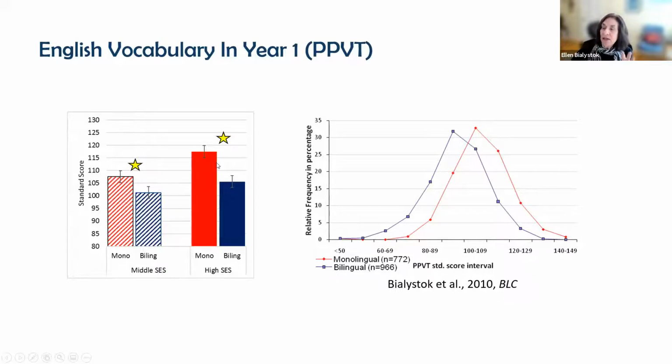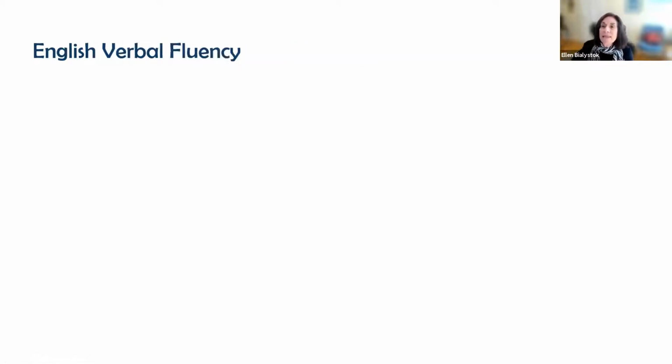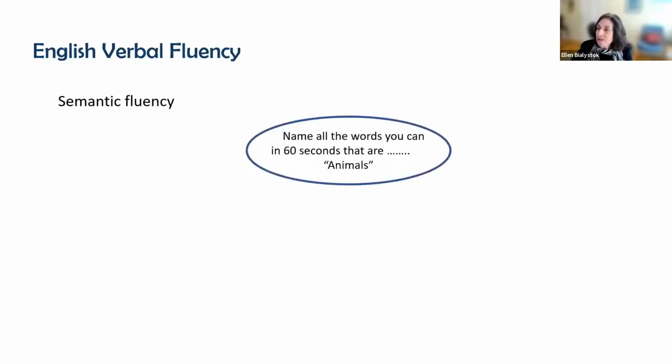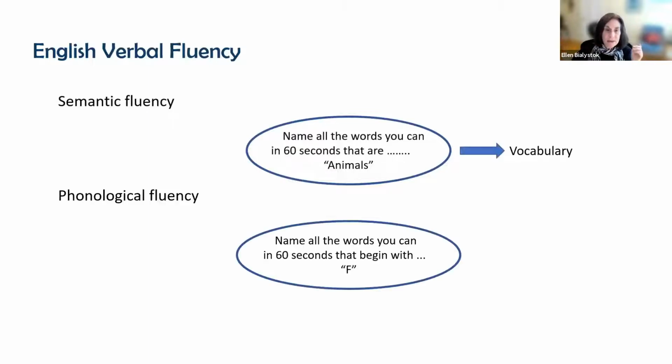Monolinguals in each SES group are scoring higher. In fact, these scores line up exactly with the larger sample. So perfectly expected data. Monolinguals have higher vocabulary in English. Does it matter? So what can they do with the vocabulary? English verbal fluency. Name all the animals you can think of in 60 seconds to test vocabulary. Phonological fluency. Name all the words you can that begin with the letter F or S or whatever. And that measures vocabulary plus executive control.